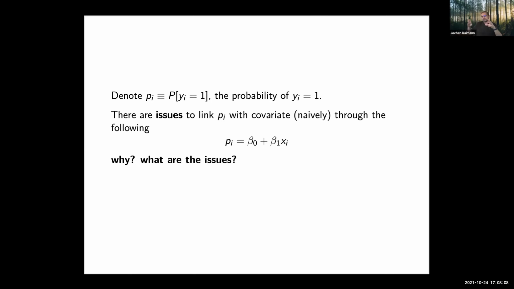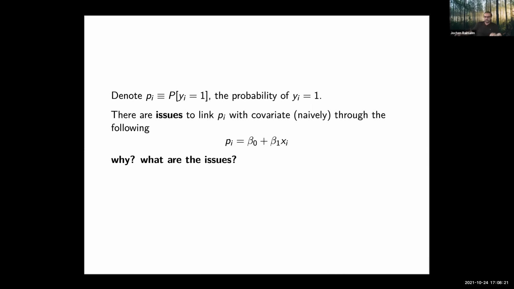Good. So what are the problems now with this? So we have pi equals beta 0 plus beta 1 xi. What potentially could be a problem? And really take a step back and think about it before I give you the answer. If we ran an in-person class, I would try to get this out of you right now.